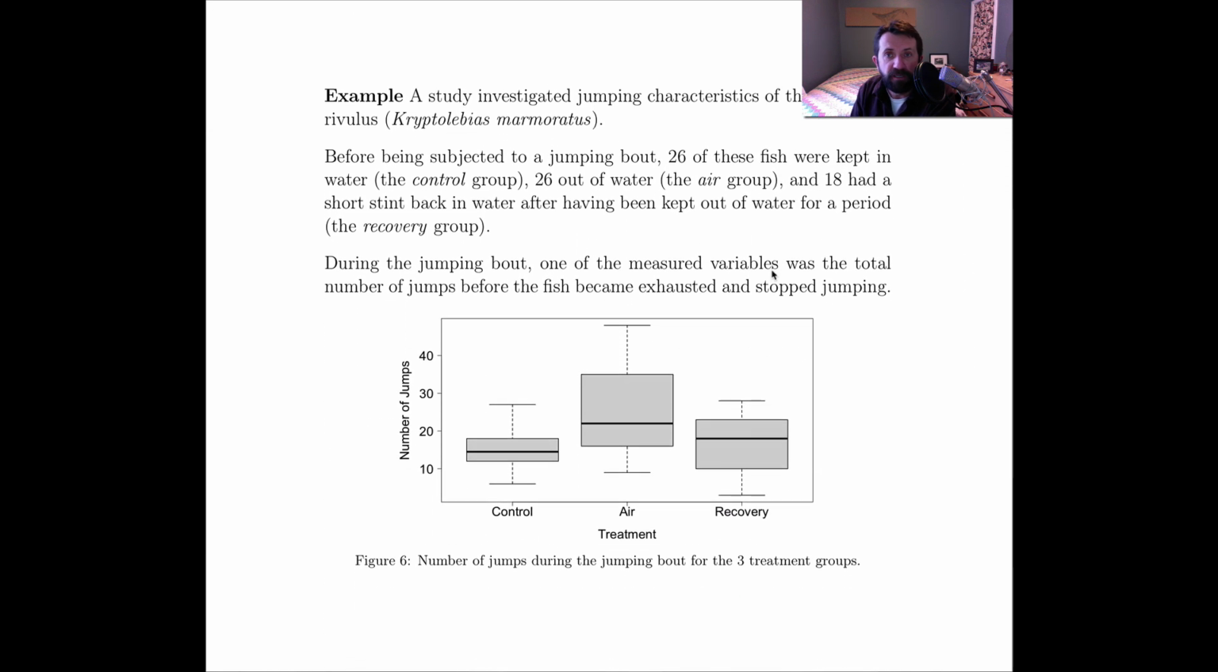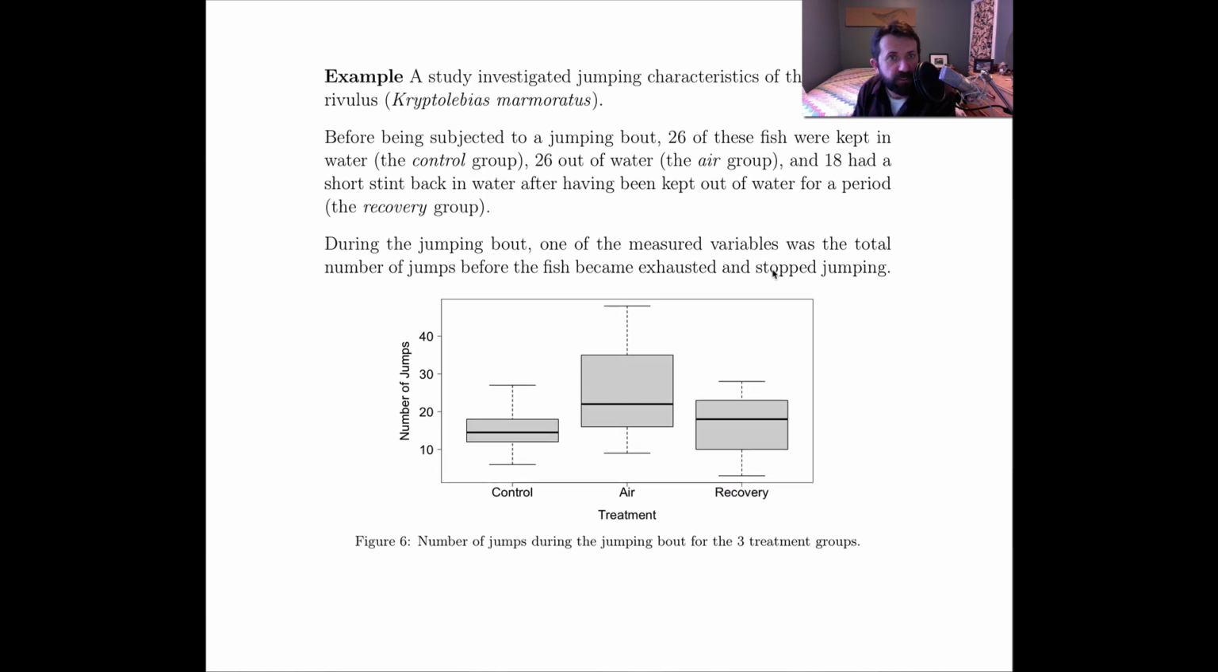So here's an example from my university and likely yours, the University of Guelph. A study investigated jumping characteristics of the mangrove rivulus. Before being subjected to this jumping bout, we had some of these fish kept in water, some out of water, and some were out of water and then put back in water briefly. These are fish that are really cool and can jump out of the water, go across some land, and hopefully find a little bit better water for themselves. This is sort of the idea.